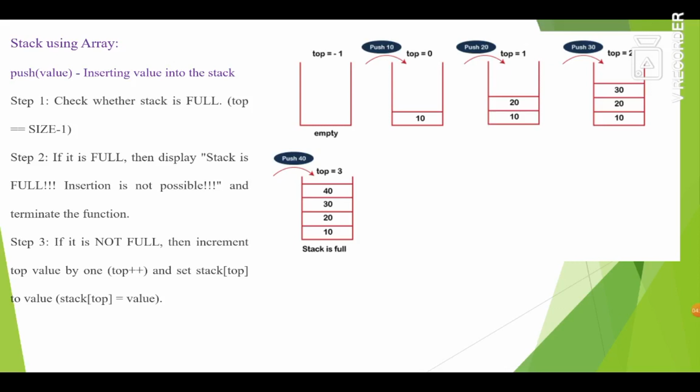Again, if I want to push 20 into the stack, first I have to increment the top pointer. So now top becomes 1 and you can assign stack of 1 is equal to 20. Like that you can insert 30 and 40. Okay. After the insertion of 40, the top value is 0, 1, 2, 3. Okay, top is equal to 3. If the size of the stack is 4, it implies that it is a full stack.